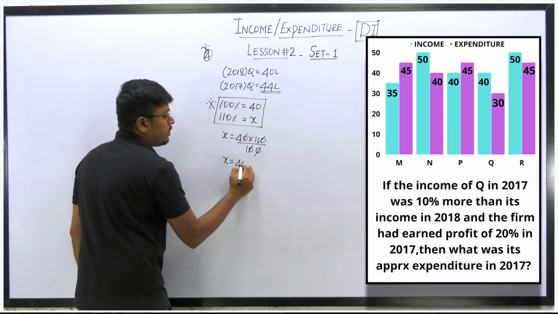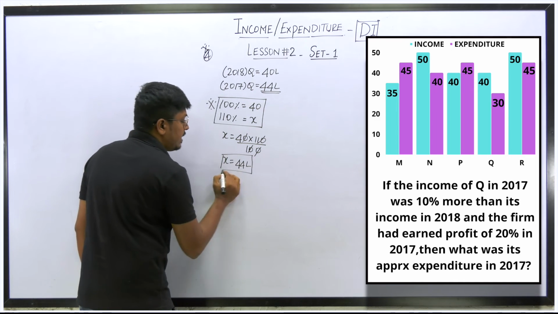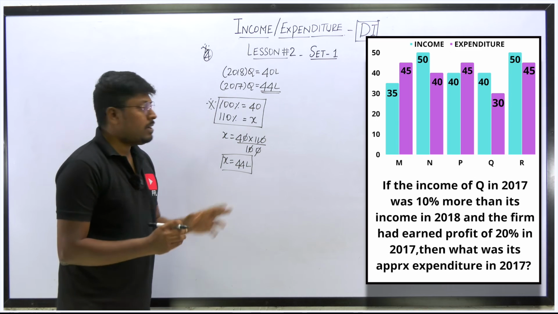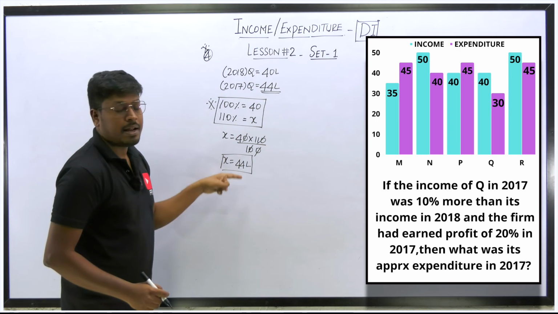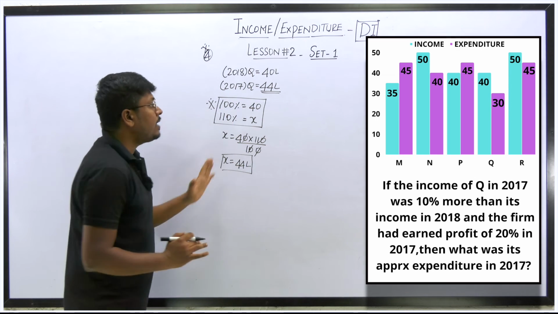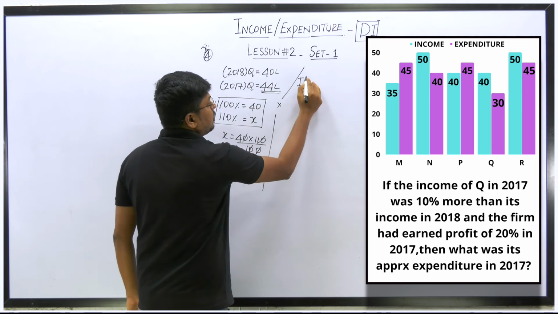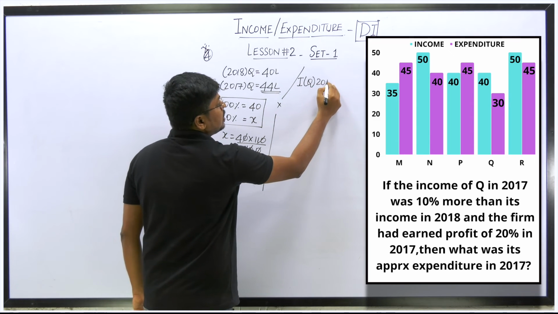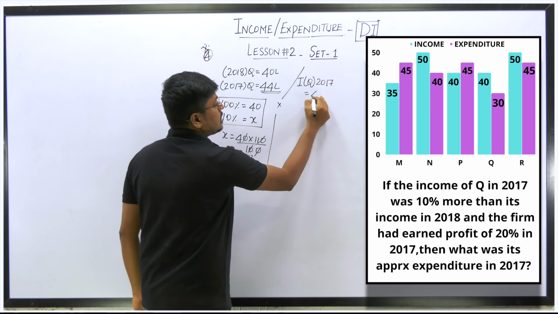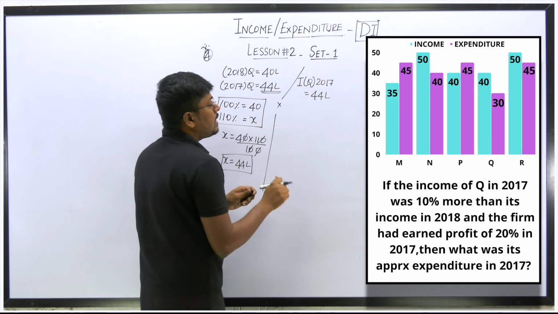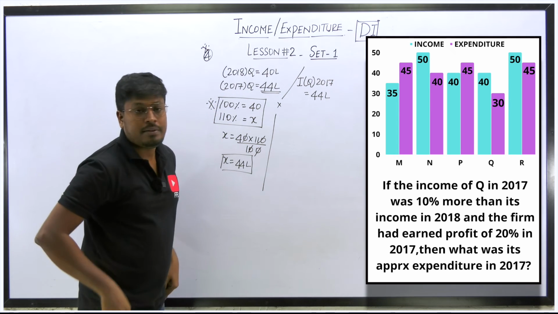So X is equal to 44 lakh. So finally, we found the income, right? In both the ways, we are getting 44 lakh. So here, after finding this 44 lakh, what does it mean? The income of company Q in the year 2017, the previous year, is 44 lakh. So we got the income of the company as 44 lakh.